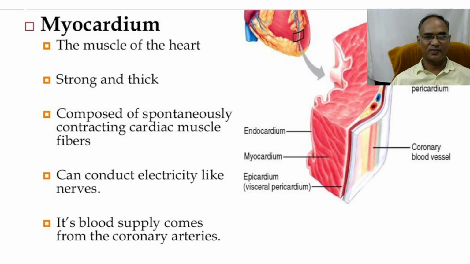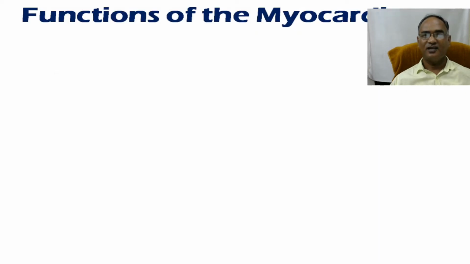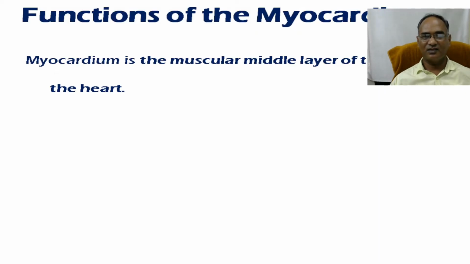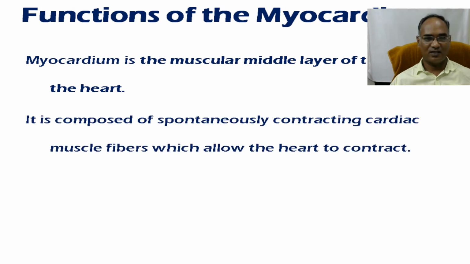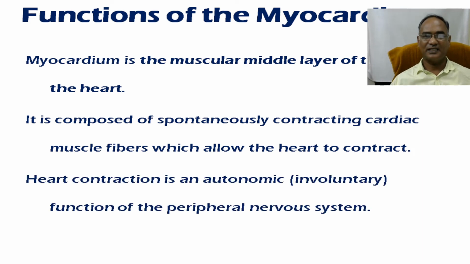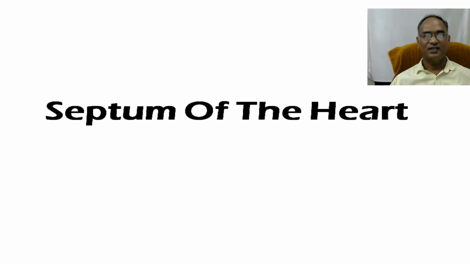The myocardial layer is responsible. The functions of the myocardium: the myocardium is the muscular middle layer of the wall of the heart. It is composed of spontaneously contracting cardiac muscle fiber which allows the heart to contract and relax. Heart contraction is an autonomic involuntary function, and because of the nervous system, the heart muscle is automatically contracting. Next we are going to discuss the septum of the heart.